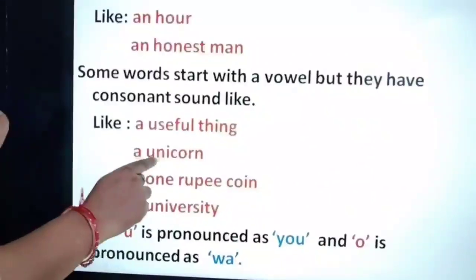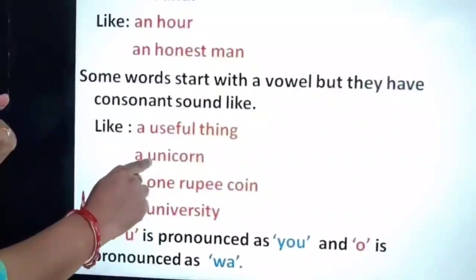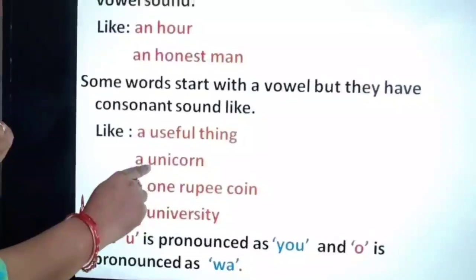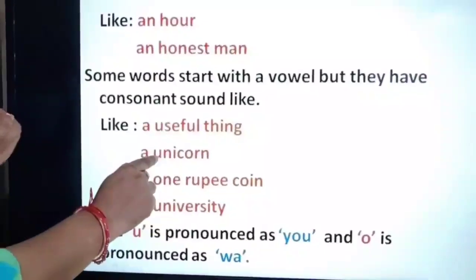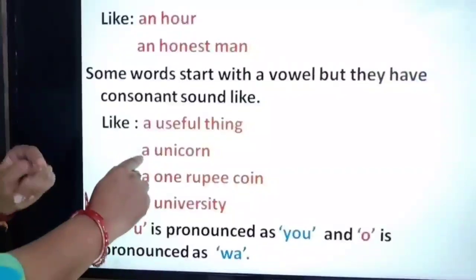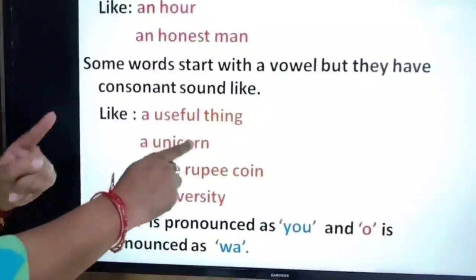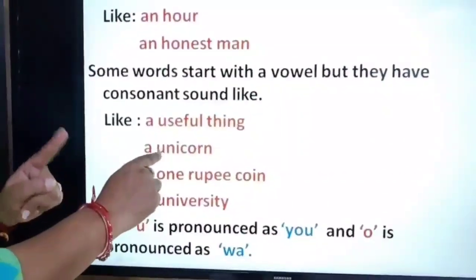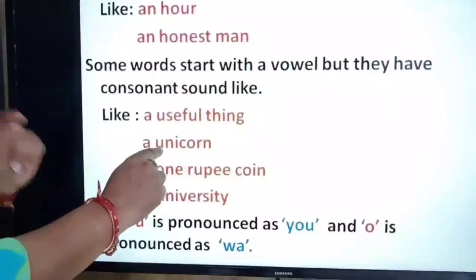Similarly, unicorn. Again, the sound of U is "yu". It is not giving the sound "a". So we'll place a before unicorn. We'll write a unicorn, not an unicorn, because it is not giving the sound "a", right?